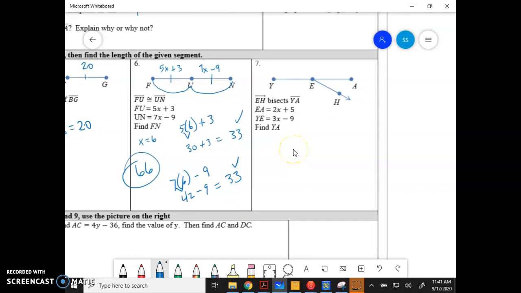let's see. Same thing here. So EH, so this ray EH bisects segment YA. Bisect means these two are congruent. So this is a little tricky. EA, so they gave you this one first, is 2x plus 5, and YE is 3x minus 9. Find YA. So again, we need to figure out the whole thing. So just make sure that we're answering what they're asking.